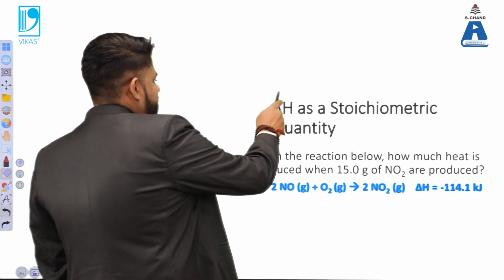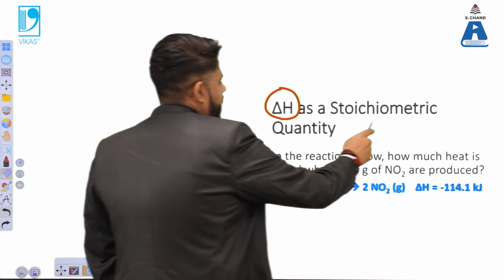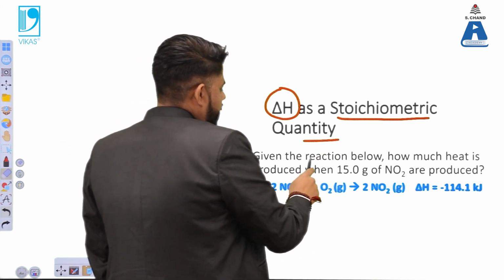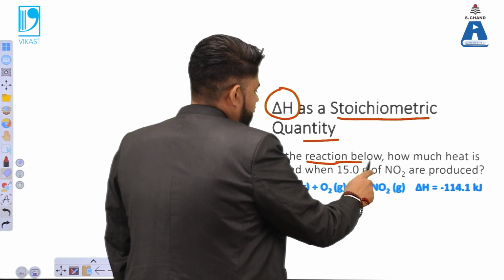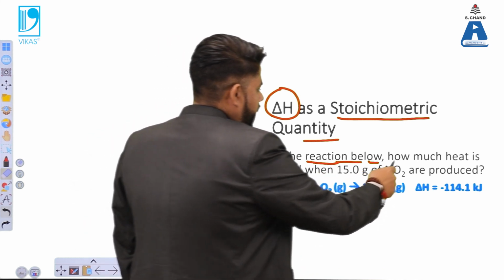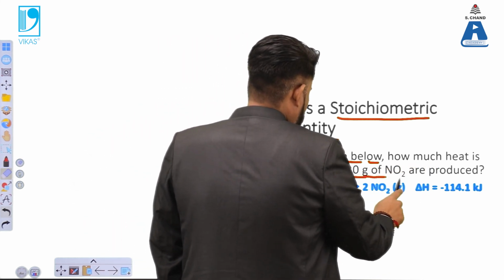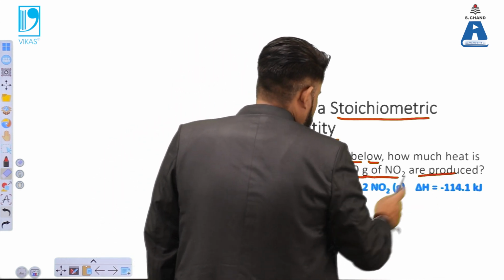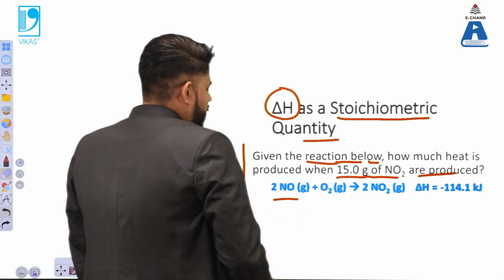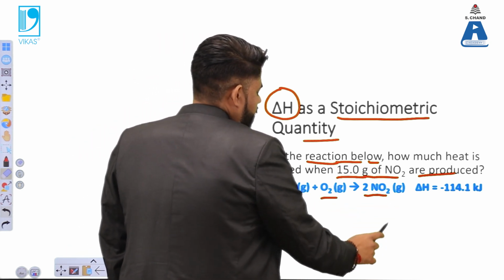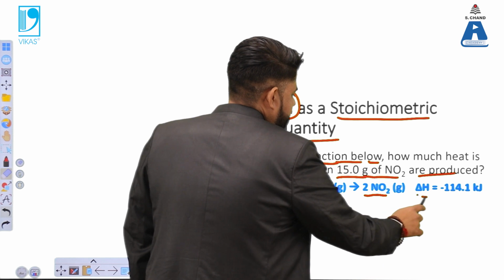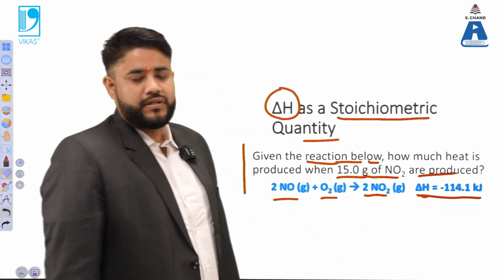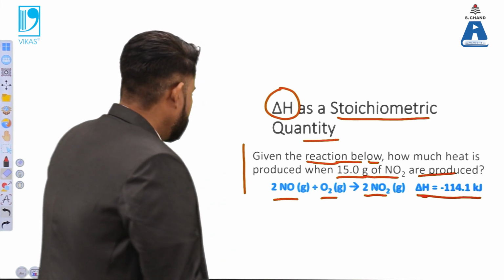So delta H would serve as this stoichiometric quantity, and you will have this equation. It is given that you have a reaction below, and how much heat is produced when 15 grams of nitrogen dioxide is produced. You have this particular reaction, which is 2NO plus O2 gives 2NO2, and this is a gaseous reaction, and delta H is given to us as a negative value. That means the process is an exothermic process.